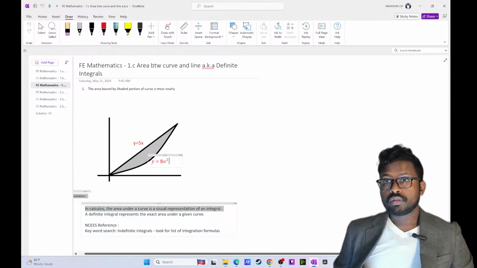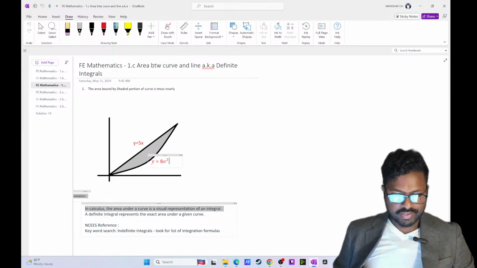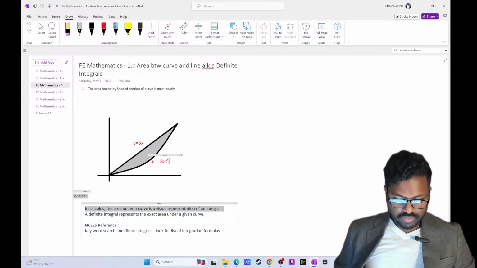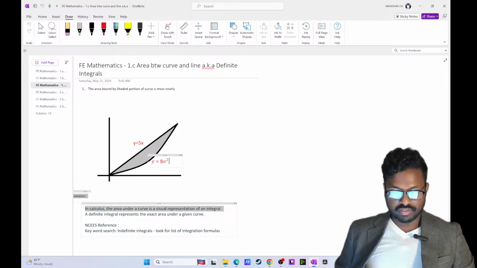So the third problem is the area bound by the shaded portion of the curve. In this case, we have a combination of curves. One is a straight line and one is a curve, and the area between these two is what is required.